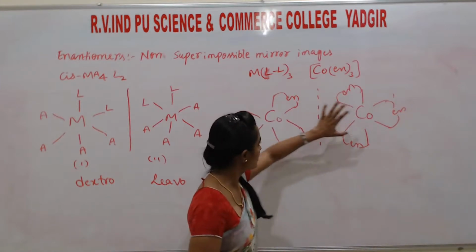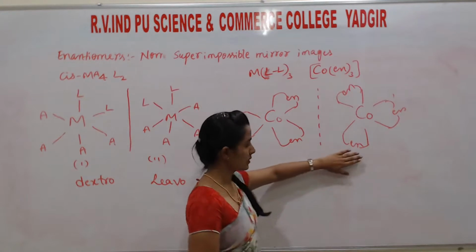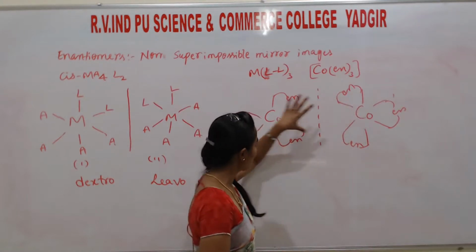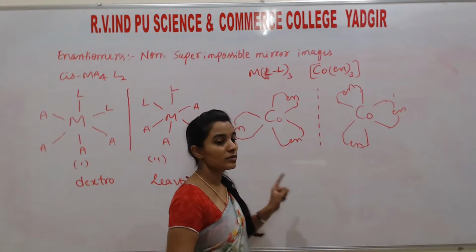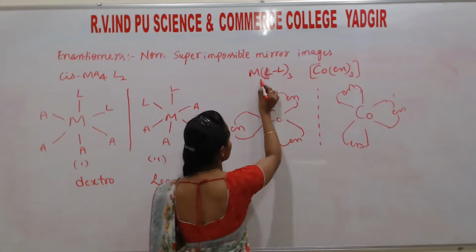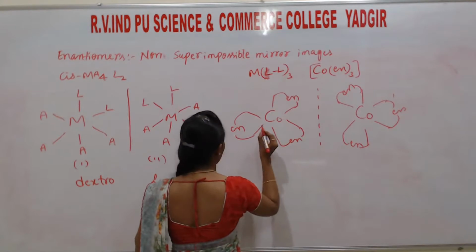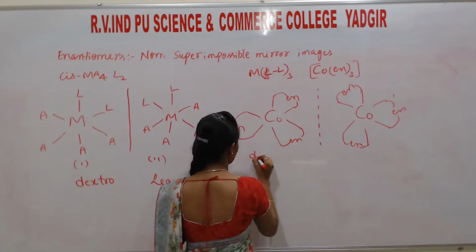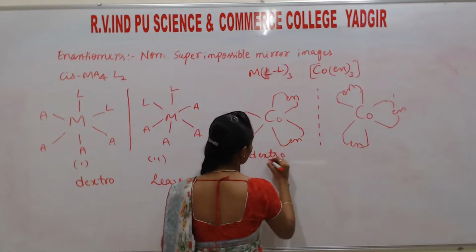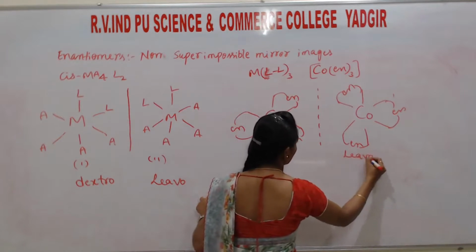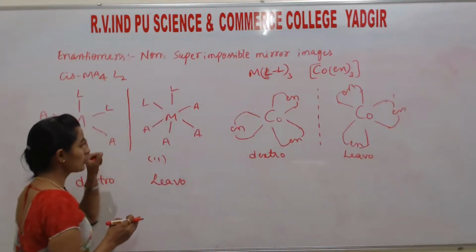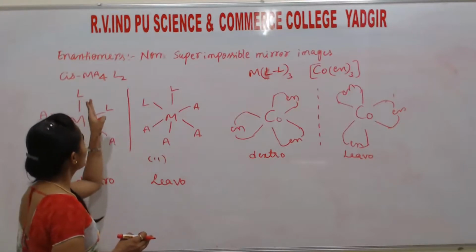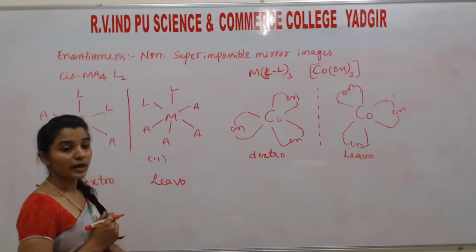If you place structure 2 above structure 1, it is not superimposable. So this type of compound, that is M(AA)3, also forms dextro and levo optical isomers. Understand? So only the cis isomers show optical activity, not the trans isomers.